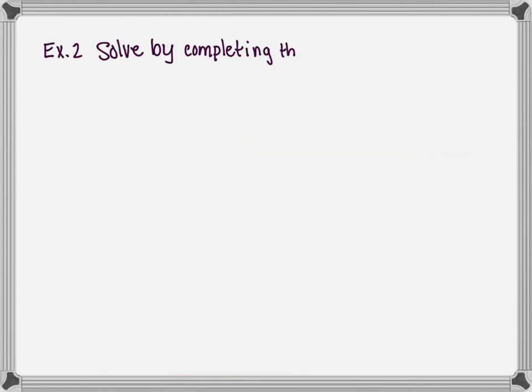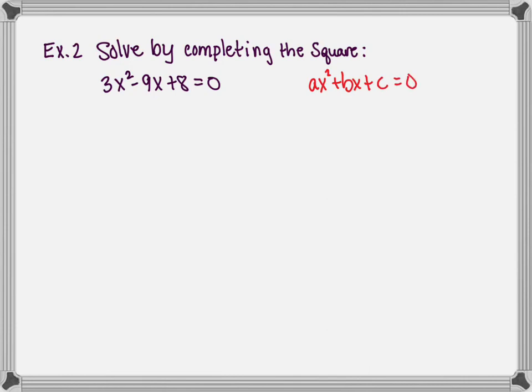For our second example, let's solve by completing the square. And our equation is 3x squared minus 9x plus 8 equals 0. And I chose one that was a little harder in case you've not seen one with all of these steps before. So remember, quadratics in standard form are ax squared plus bx plus c equals 0. So when I refer to a, I'm talking about the coefficient in front of x squared. When I refer to b, I'm referring to the coefficient of x, and c is the constant.